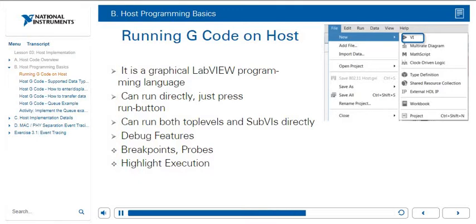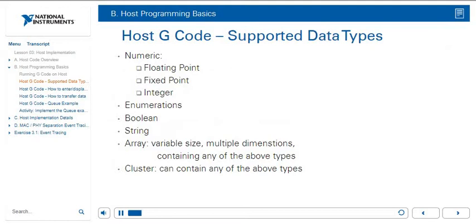G-code on the host includes a whole host of debugging features such as breakpoints and probes, and also allows you to slow down the code and see the data traveling through the wires through something called highlight execution. G-code supports floating point, fixed point, and integer numeric data types. It supports enumerations, booleans, and strings. You can also have arrays of variable sizes, multiple dimensions, containing any of the above types. And you can also have clusters, which are the equivalent of structs, which can contain any combination of the above types.